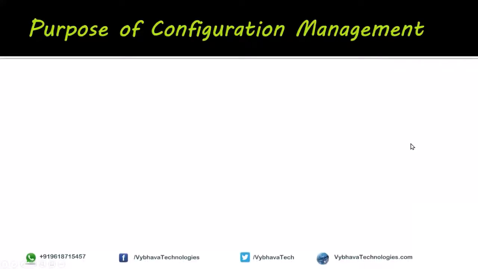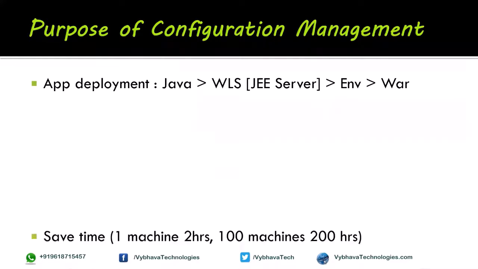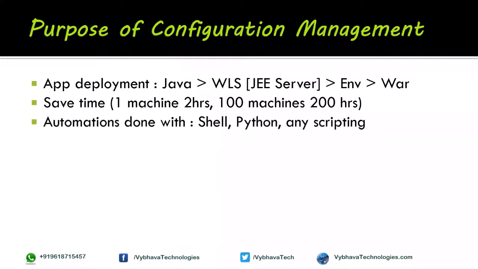So the purpose of configuration management, when we look at the programming abilities, is application deployment: a Java application, WebLogic, J2EE servers. If you just take a WAR file and put it into the server, that is a deployment. This process can be done automatically from Ansible. A lot of time will be saved: one machine takes 2 hours, 100 machines take 200 hours. How will this be saved? That entire thing will be reduced to 1 minute, and it will be super fast in automation.